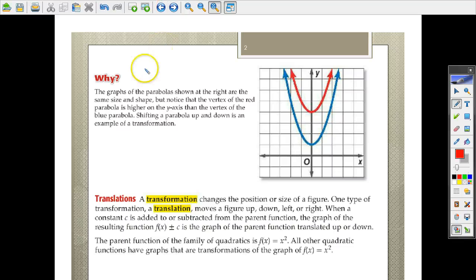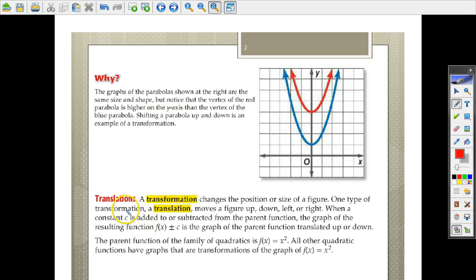Okay, so why? The graphs of the parabolas shown at the right are the same size and shape, but notice that the vertex of the red parabola is higher on the y-axis than the vertex of the blue parabola. So the vertex is here and there. The red one is higher than the blue one. Shifting a parabola up and down is an example of transformation. Transformation is just transforming the shape, or the graph in this case.